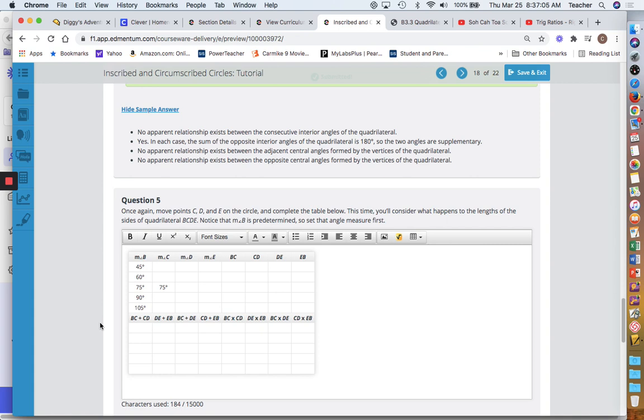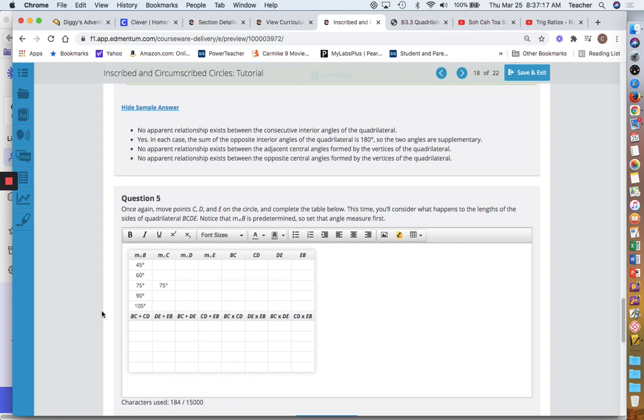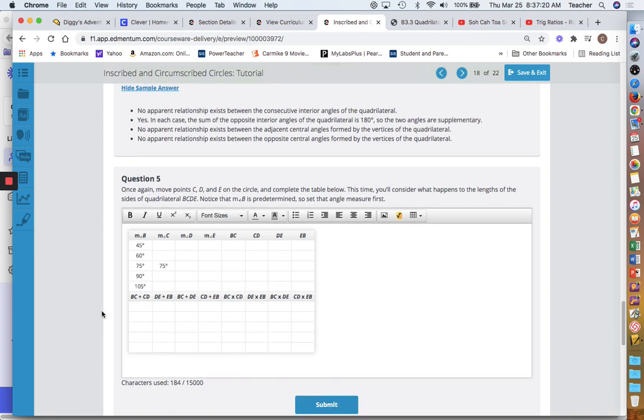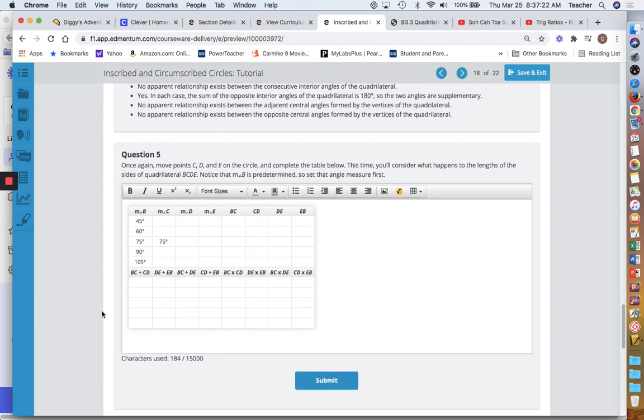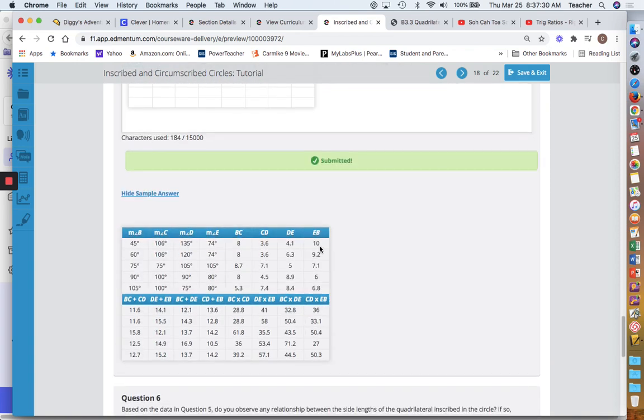Oh, okay, question 5. Once again, move points C, D, and E on the circle and click the table below. So I'm going to see what happens to the lengths of the sides. Okay. Well, I'm going to tell you now, their side lengths don't have anything in common. Not one bit. So you know what? Just for sake of time, I'm not going to waste my time. I'll tell you right now, they're not going to have any relationship whatsoever. So I'm going to submit question 5. I mean, you can look right here. None whatsoever, you guys.